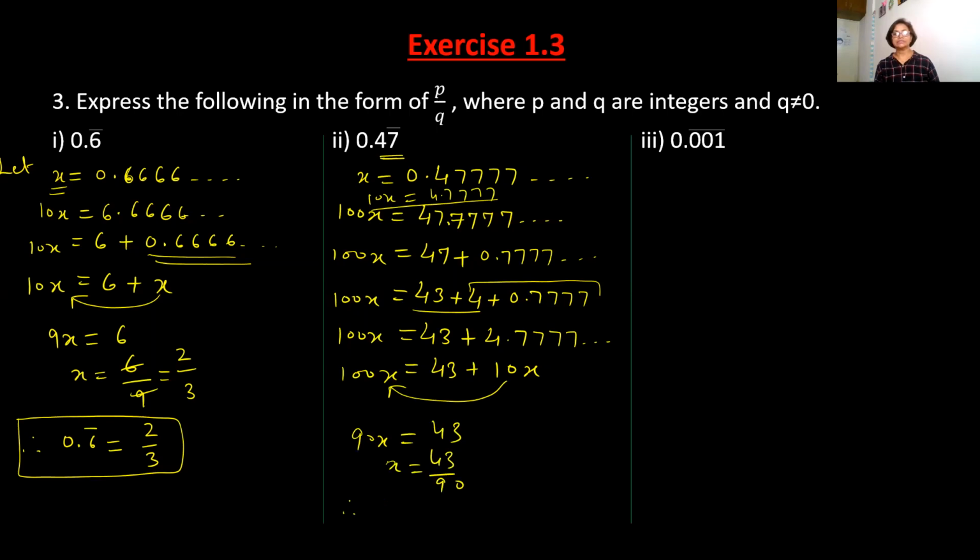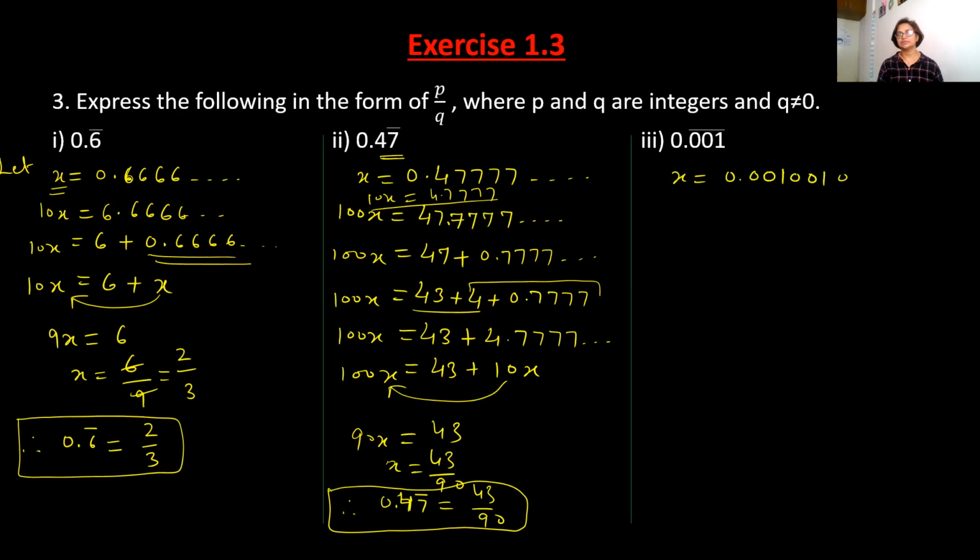Therefore, you can write the number 0.47 bar equals to 43 upon 90. This is the answer which you have to write. Now we'll go for the third one. The third one is, again, we will suppose x equals to 0.001001. Why did we write it that way? Because this number is repeating. These three numbers are repeating.